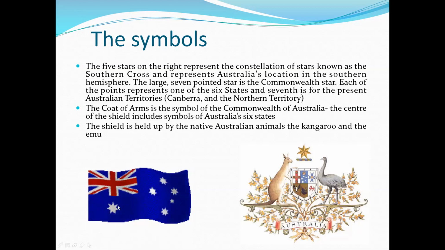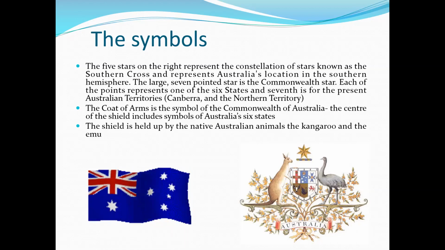This large 7-pointed star is the Commonwealth star. Each of the points represents one of the 6 states, and the 7th is for 2 territories, Canberra and the Northern Territory. Here you can see the coat of arms of Australia. In the center you can see symbols of 6 states and 2 native Australian animals, the kangaroo and the emu.